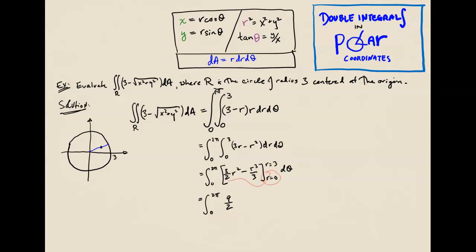Meanwhile, when we pop 0 in there, of course, we get nothing. So I don't have to subtract anything off of that. And I'll just bring down the d theta. And now we're just integrating a constant. So that's going to be the constant function 9 halves times the length of this interval, 2 pi. So we will end up with 9 pi as the value of our integral. And that's that. Very easy.